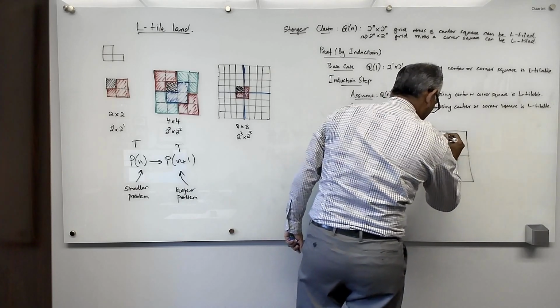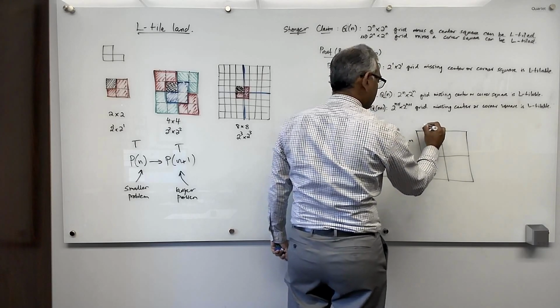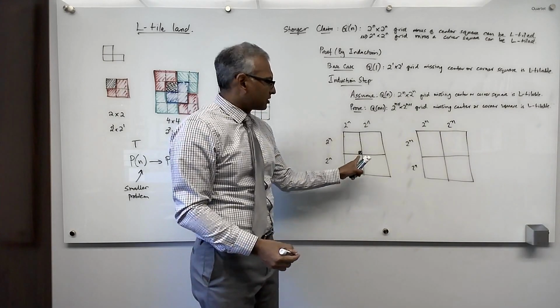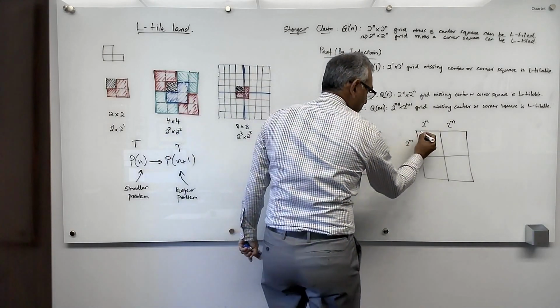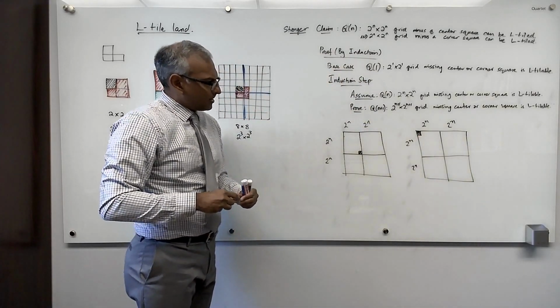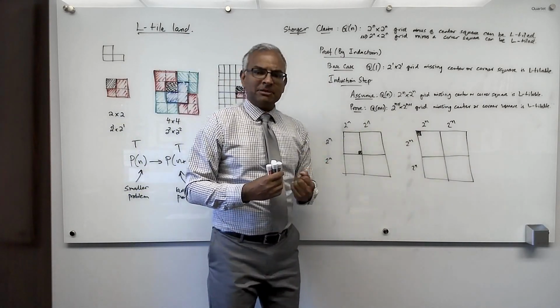Okay, so you've taken out a corner square. Again, this is the 2 to the n plus 1 grid, so it's 2 to the n, 2 to the n, 2 to the n, 2 to the n. So that gives you the 2 to the n plus 1 grid. But now you've not taken out a center square. We need to prove two things now because we've got a stronger claim. Here we've taken out a corner square. So what I need to show is that both of these can be L-tiled.